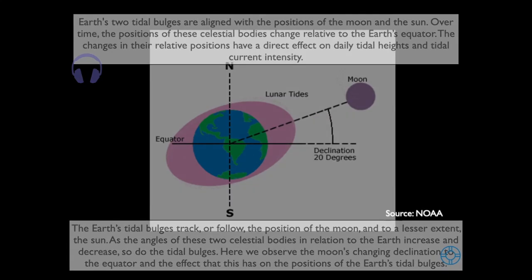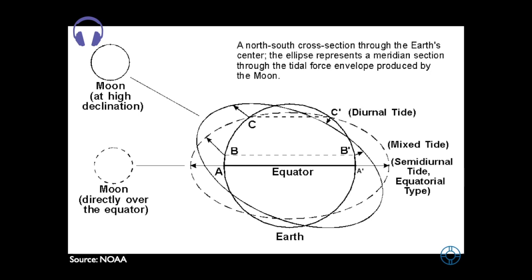This is a north-south cross-section through the Earth's center. The ellipse represents a meridian section through the tidal force envelope produced by the Moon. So, comparing the Moon at higher declination and the Moon with no declination directly over the equator, we can see some tidal patterns like diurnal tide, mixed tide, semi-diurnal tide, equatorial type. And before we go into those tidal patterns, let's see some tide terms, some definitions about tidal oscillations.